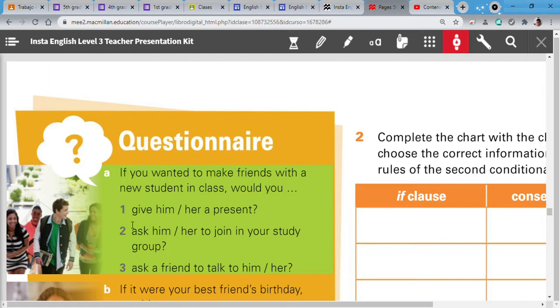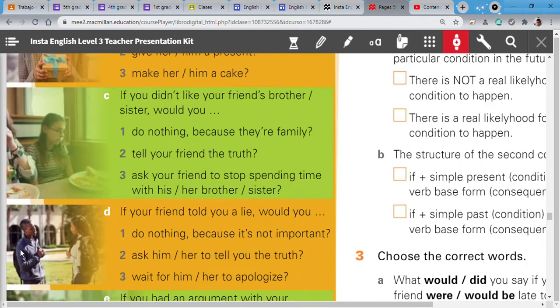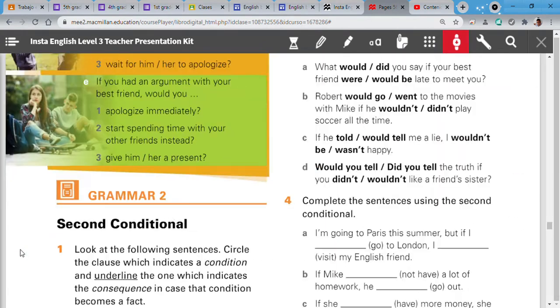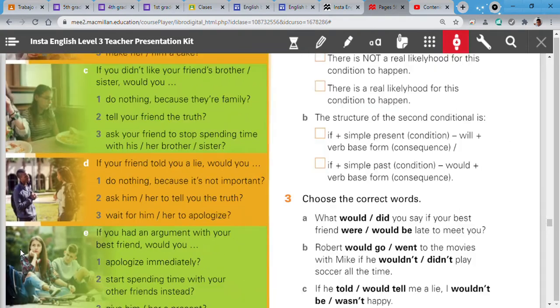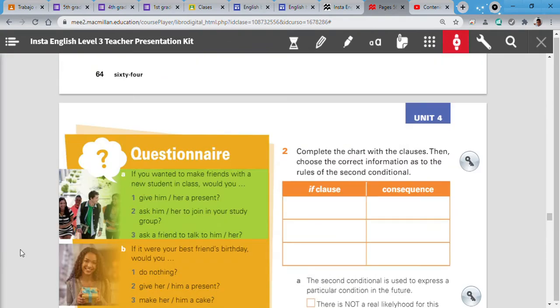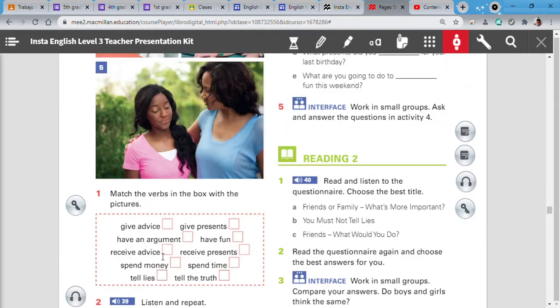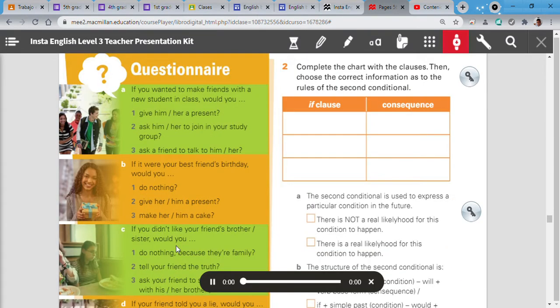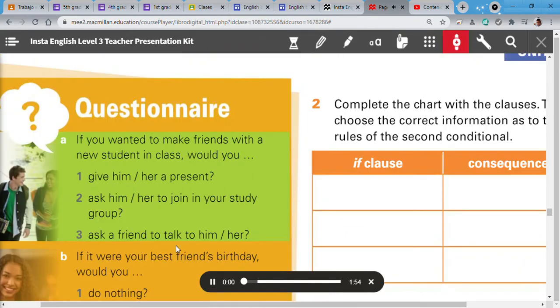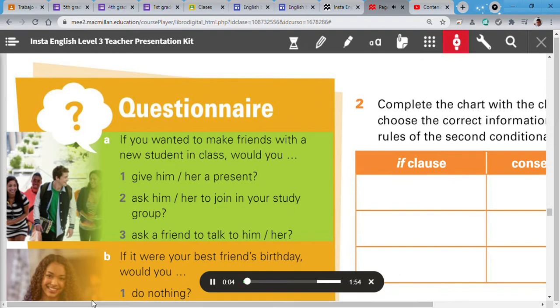Okay, class, we're going to continue with our activities on page 65. On this activity we start with a questionnaire. So we're going to listen once again to our reading activity. So get ready. Unit 4, Track 40, Activity 1.